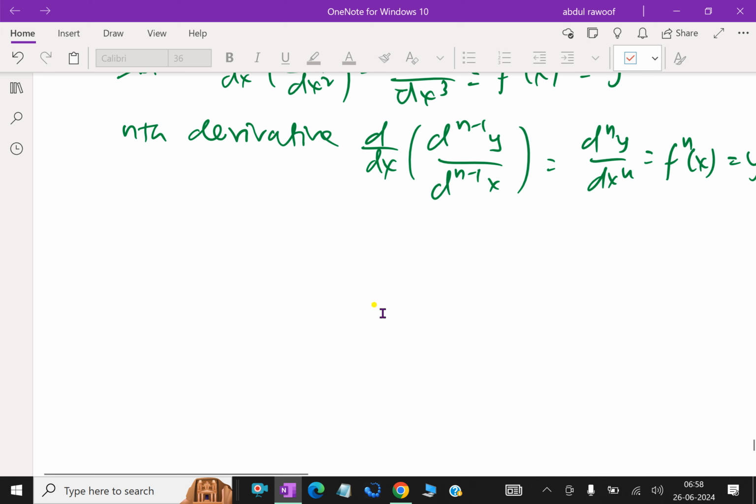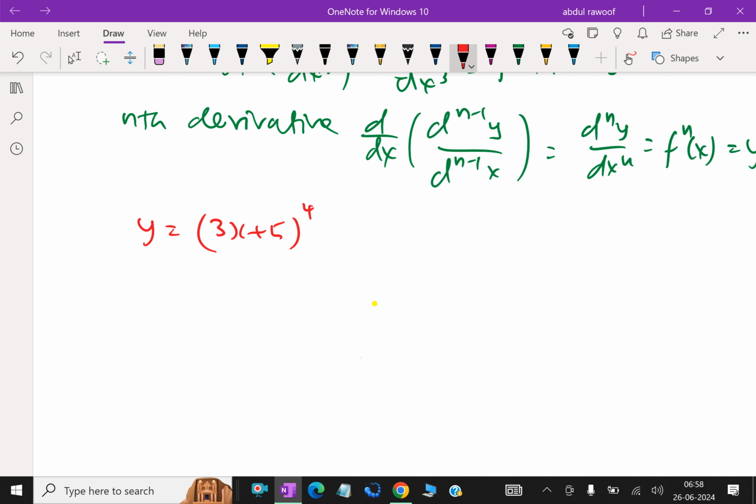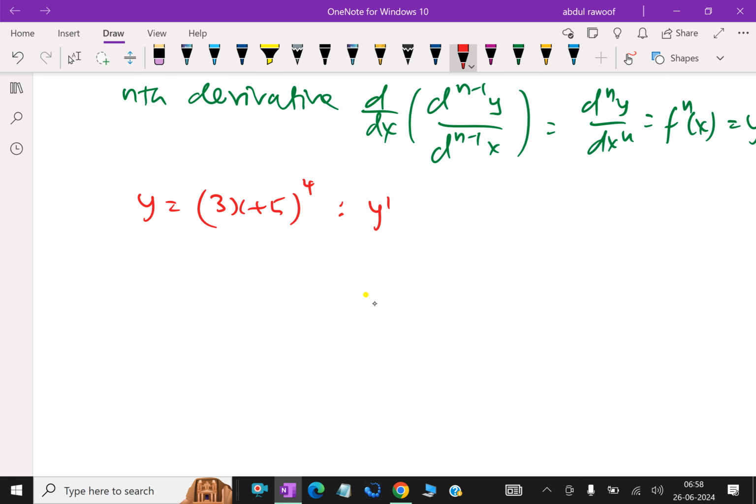Next, let us do an example here. y equals (3x plus 5) power 4. Then first, y dash equals 4 into (3x plus 5) cubed into the differentiation of 3x, which is 3, which is equal to 12 (3x plus 5) power 3.